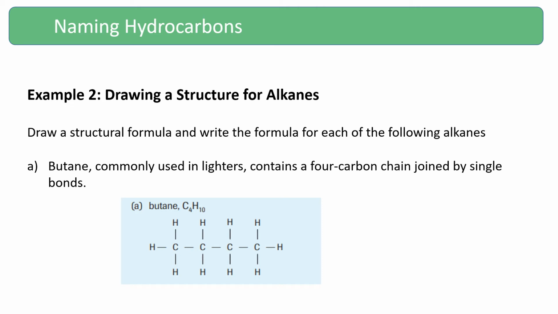So we have 4 carbons because of but. They're all single because of the ane. We add the bonding lines, we add the H, and we'll see we have C4H10, butane.